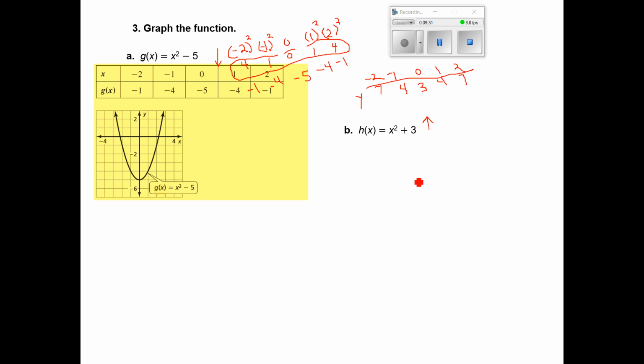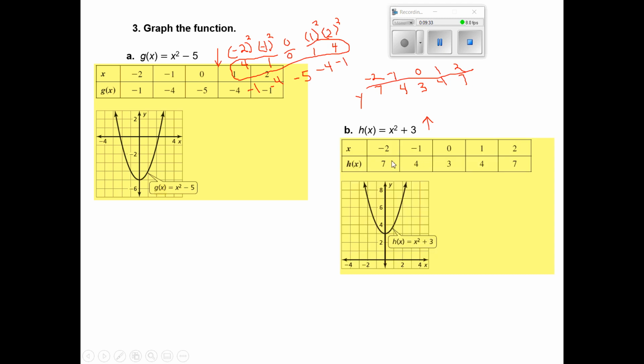And let's go ahead and see how we did on our graph. You can see when we're at -2, we got 7. When we're at -1, we got 4. 0 was 3. When x is 1, we got 4. And when x is 2, we got 7. And we make our parabola. We take those points: 0 and 3, -1 and 4, 1 and 4, 2 and 7, and -2 and 7. And that's how we make our parabola. Let's go to number 4 now.